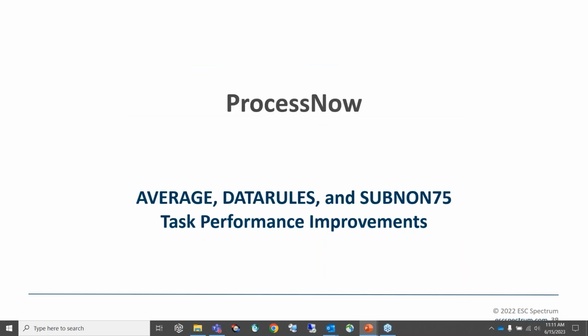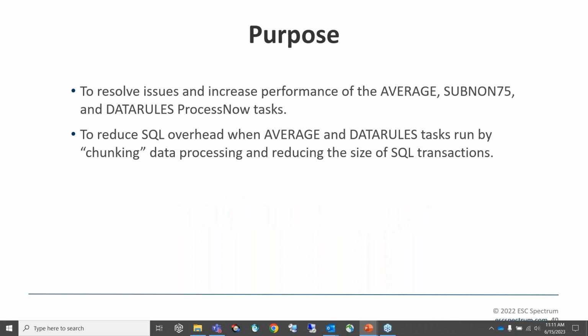Process now, average, data rules, and sub-non 75 task performance improvements. The purpose of this was to resolve issues and increase performance of the average, sub-non 75, and data rules process now tasks. SQL overhead is also reduced when the average and data rules tasks run by chunking data processing and reducing the size of SQL transactions.